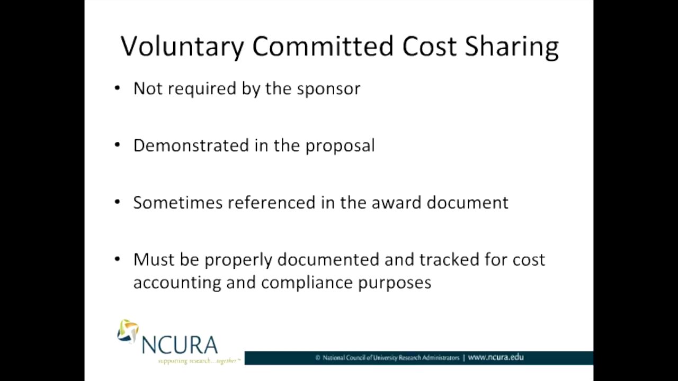So voluntary committed cost sharing is sometimes referenced in the award document, but whether or not it's referenced explicitly in the award document, unless there's been a further exchange or dialogue with the sponsor on this, documented dialogue, it must be properly documented and tracked for cost accounting and compliance purposes.